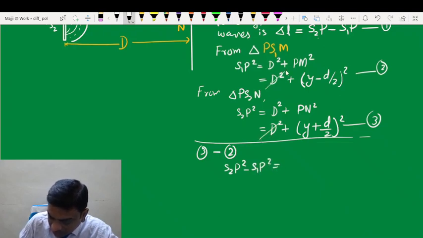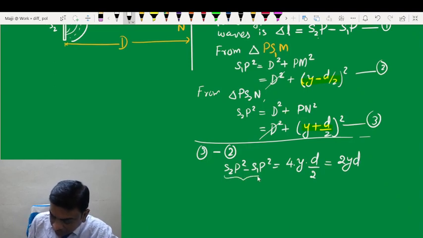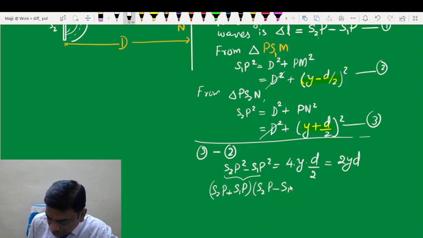So this will get cancelled, students, and here we'll be left with, you can see (A plus B) whole square minus (A minus B) whole square will be 4 times AB. Also, if we apply the formula A square minus B square is equal to (A plus B) into (A minus B), so A plus B into A minus B. So this is around 2Yd.